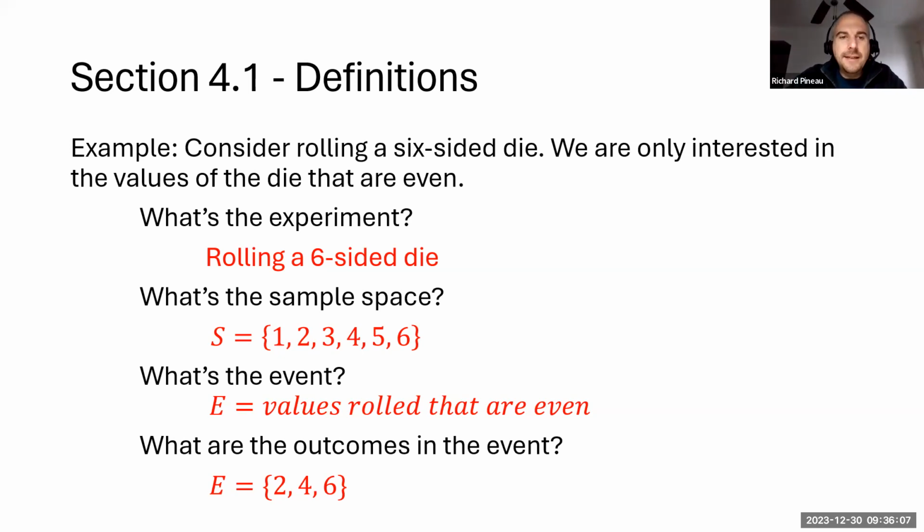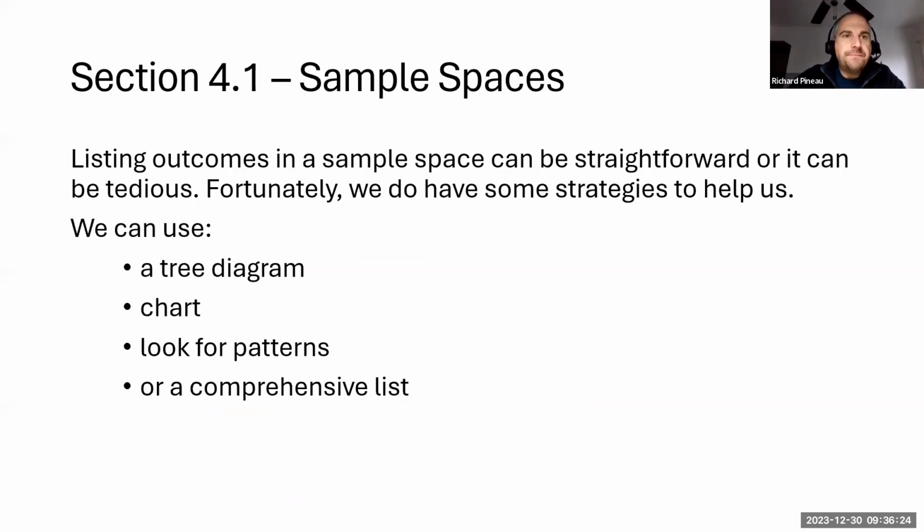The event E, we generally use capital letters to symbolize or represent the events. And in this case, it's the values that are rolled that are even. And so the outcomes in the event then is the set of outcomes 2, 4, and 6. So again, using some of that vocabulary.